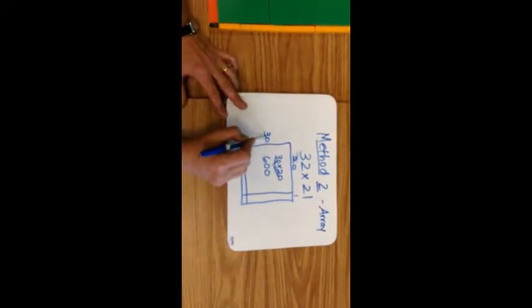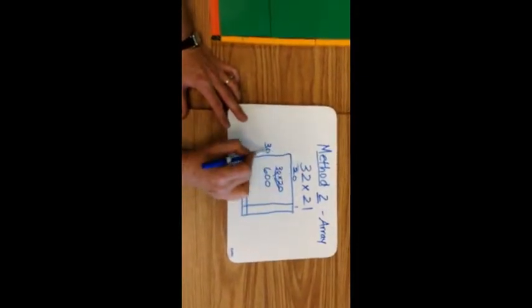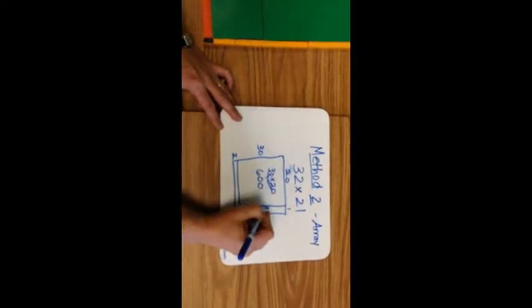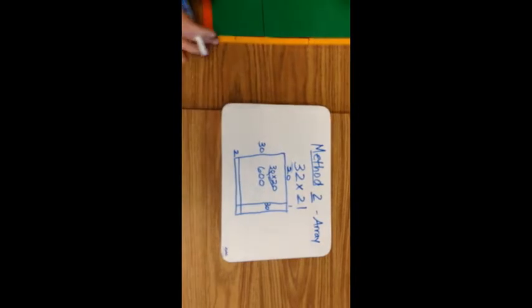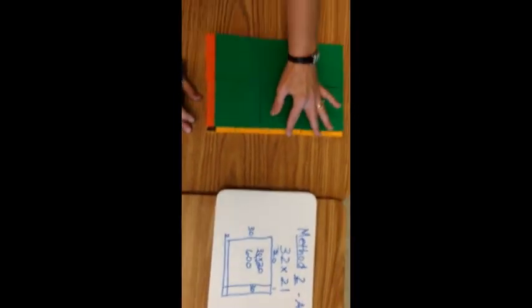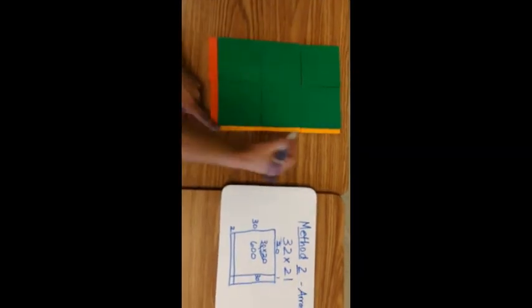The next step, after I multiply the 30 times the 20, is to multiply the 30 times the 1. So 30 times 1 is 30. And if you can see on this section over here, that represents these 3 ten bars that are yellow, which represents 30.